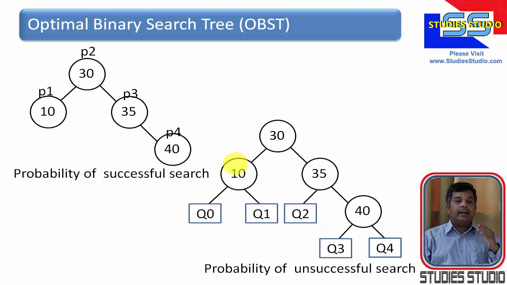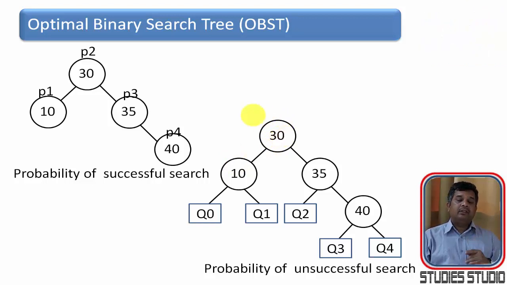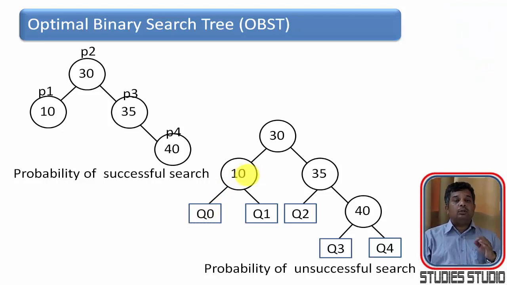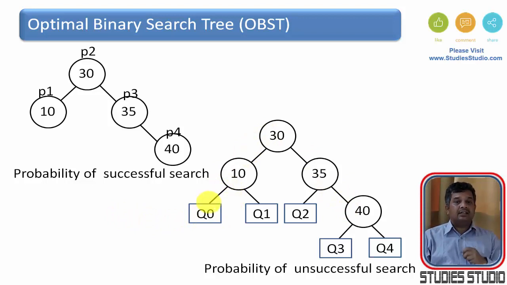Let us say somebody wanted to find 5. Obviously, I'll start with 30. 5 is less than 30, so I'll move towards the left. I got 10. 5 is less than 10. Then I'll try to move towards its left. But the left node of 10 is a null pointer. So whatever rectangles I am getting here are all null pointers. And all of these are unsuccessful searches. 5 I cannot find in this data.